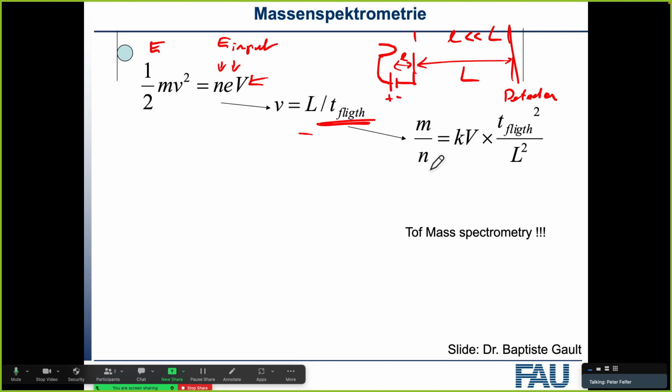And if we then just change that, we will see that our mass to charge, so this is the mass, and this is the charge state, is proportional, now including the K factor, to essentially the flight time squared divided by the flight path length squared.